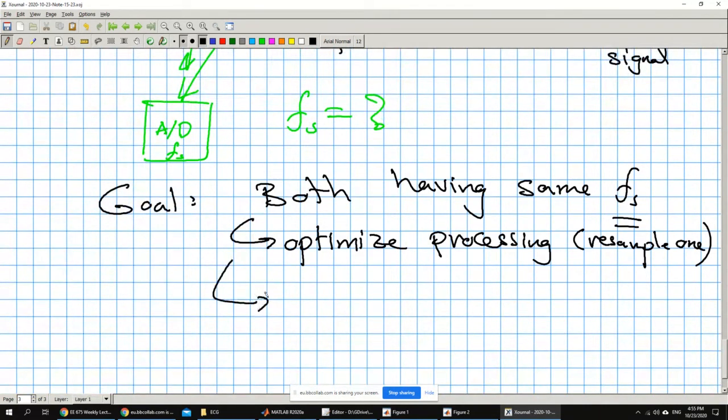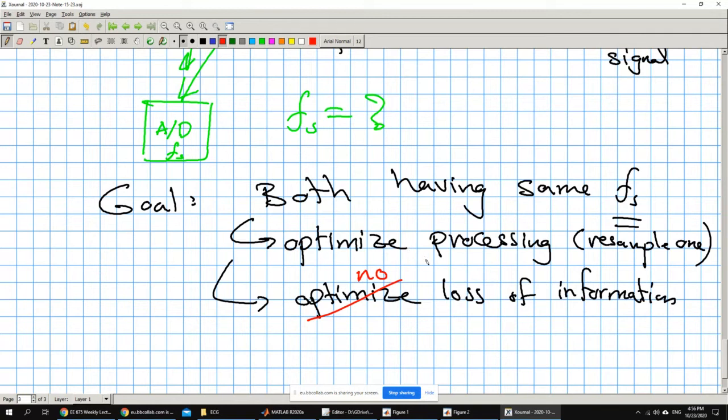And the other thing I'm going to talk to you about now is I would like to also optimize loss of information. Or basically, let's just remove the optimize. I would like to have no loss of information. So the processing is very straightforward. If I resample at 250 or 360, this will do that, because I will resample only one.